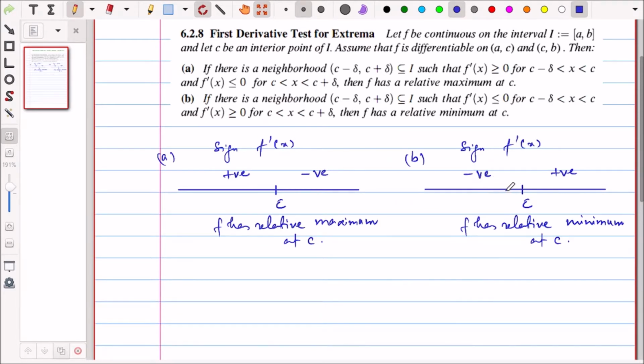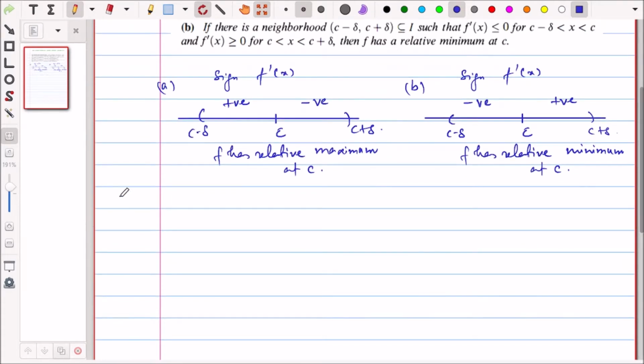Okay, this can be a very small neighborhood on the left of C and on the right of C. This delta can be very small, but the sign should be the same throughout this interval. Okay, C minus delta to C plus delta. So then the sign of this f dash should be negative and positive on the left and right of C. Is it fine? Yes. Is the statement clear to everyone? The first derivative test. Yes, sir. Okay, fine.